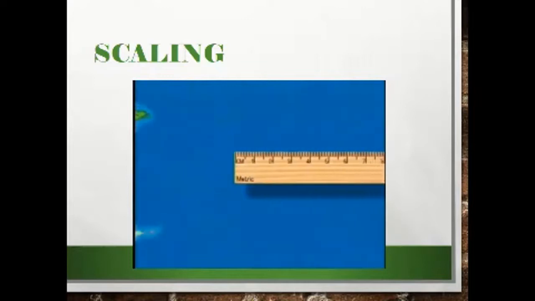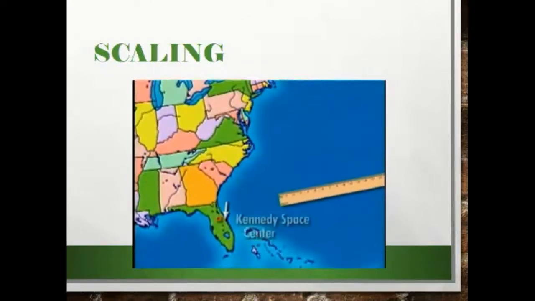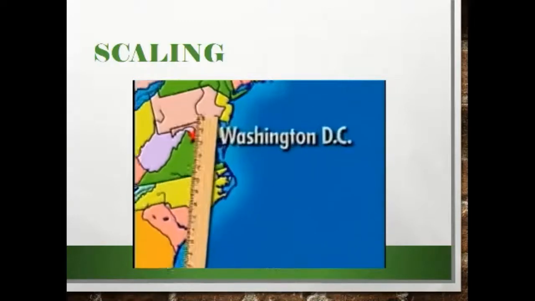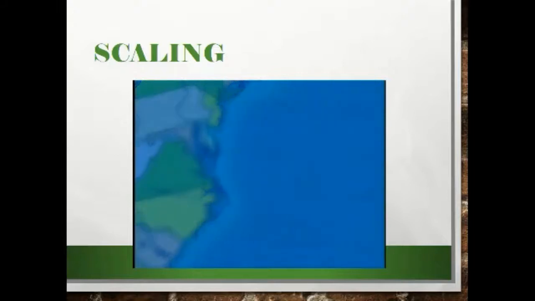First, using a metric ruler and the given map, measure the linear distance from Kennedy Space Center to Washington, D.C. On Norbert's map, this distance is approximately 13.5 centimeters. Now we have all the information we need to set up our proportion. Remember, guys, a proportion is a pair of equal ratios.